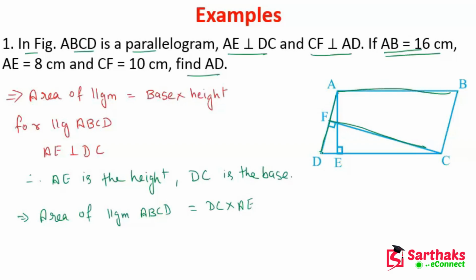So DC is also 16 centimeter because we know that opposite sides of a parallelogram are equal. So we can write AB is equal to DC, which is equal to 16 centimeter. Now AE is given in the question, which is 8. So from this we can find the area of parallelogram ABCD.